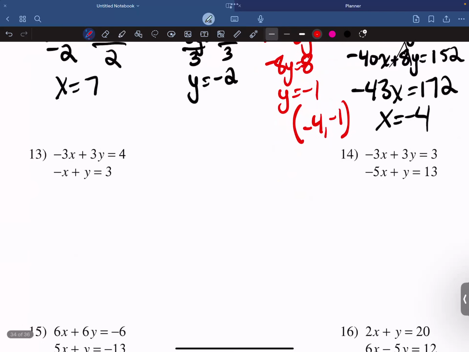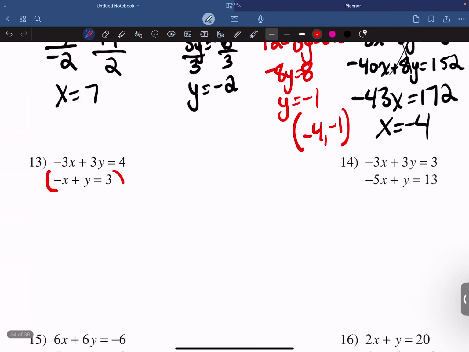Number 13. What can I multiply my bottom equation by to get rid of one of these variables? We already have a negative 3x and a positive 3y. So let's multiply by a negative 3. Okay, so I get negative 3x plus 3y equals 4. And I get 3x minus 3y equals negative 9.